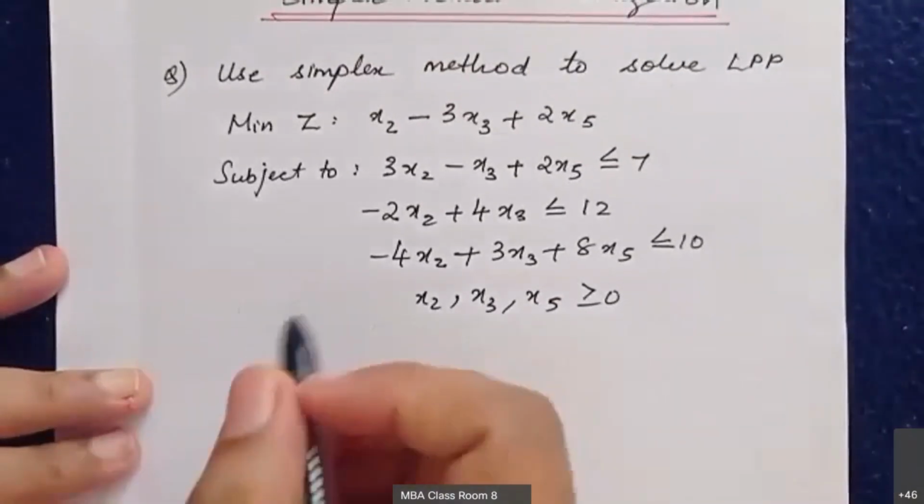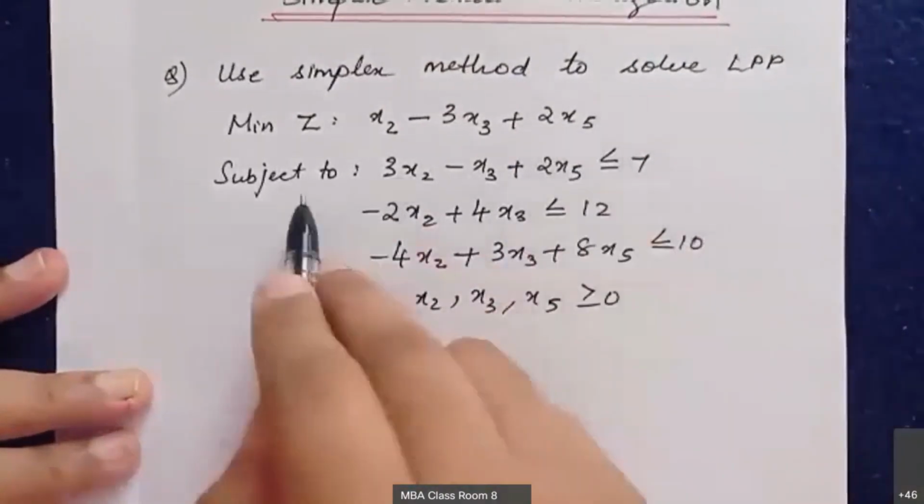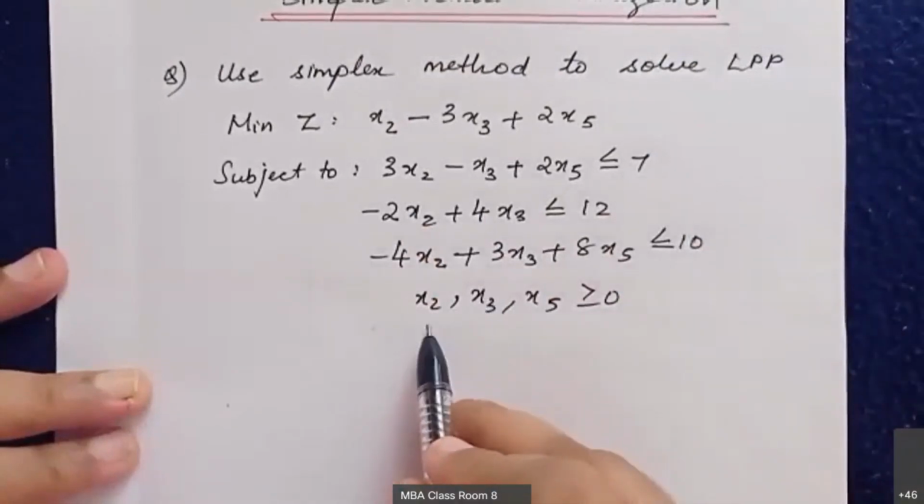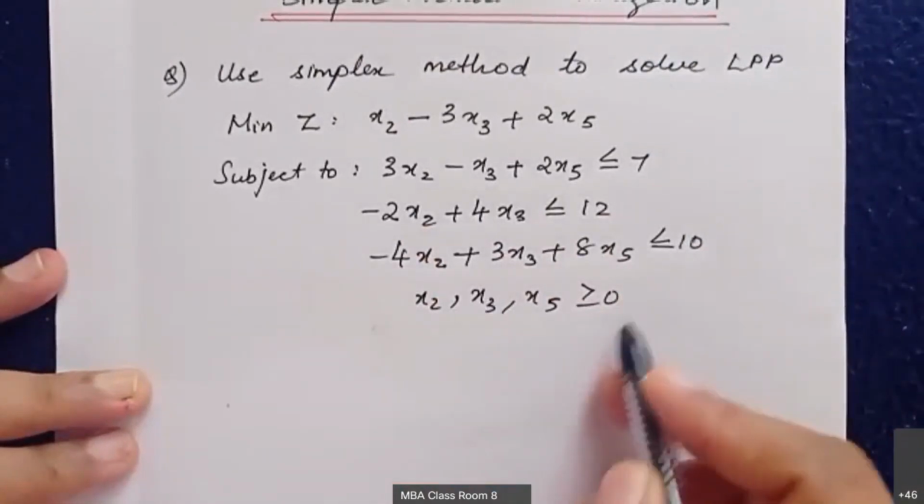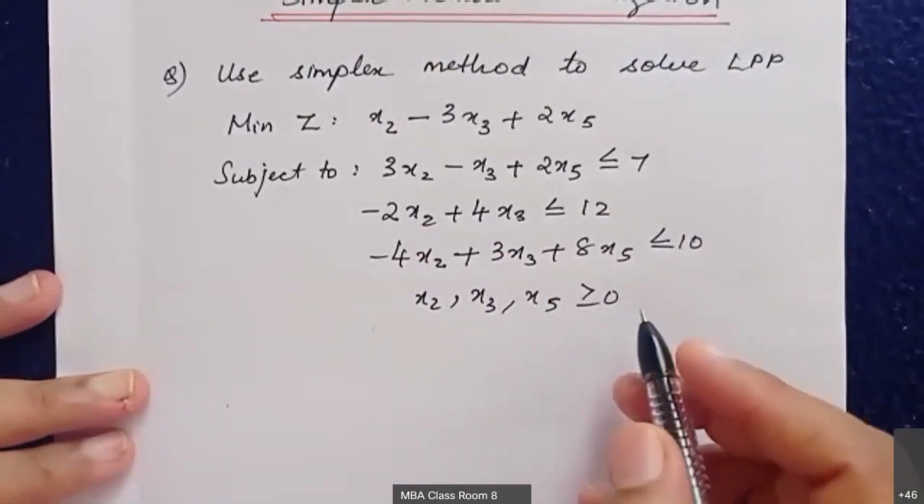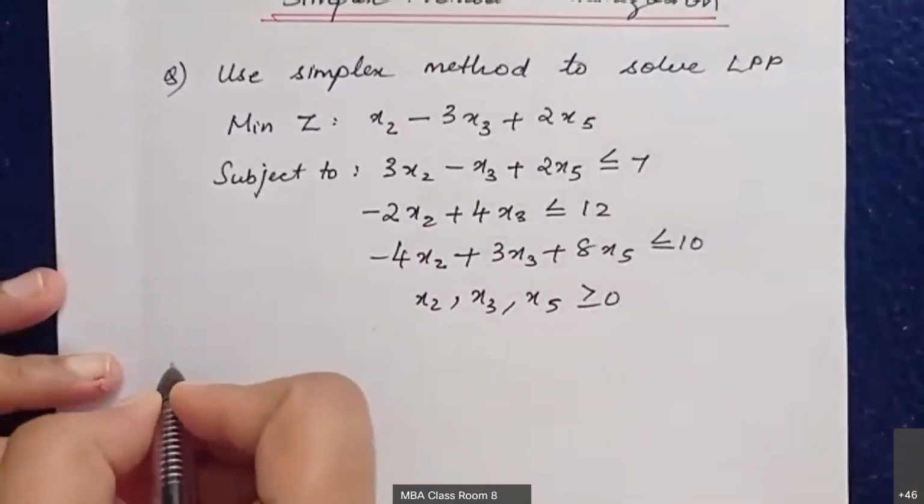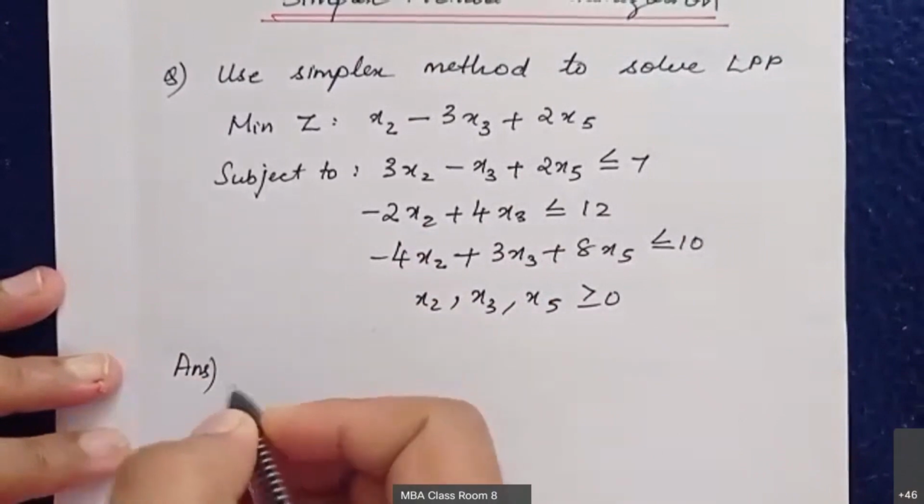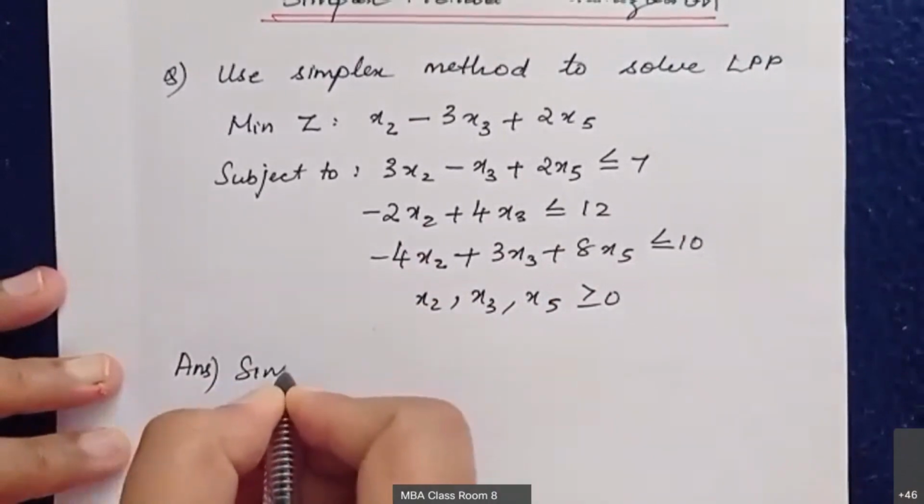Okay, so this is our objective function and these are the constraints. And these are the non-negativity constraints. Because everything should be positive, that is why we put it as greater than or equal to 0. So initially you have to start your answer. Hope you can see it.